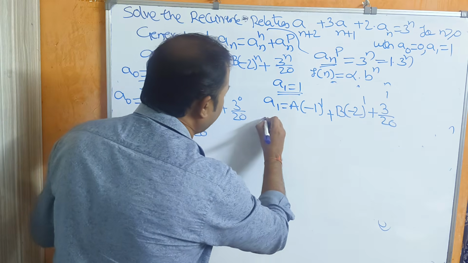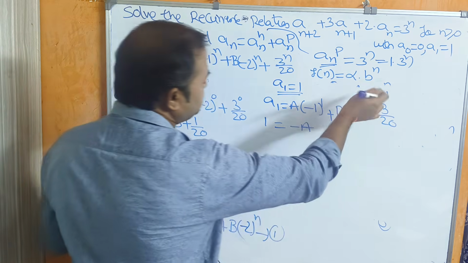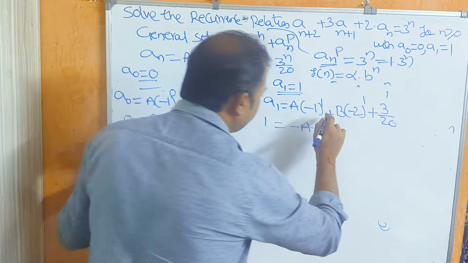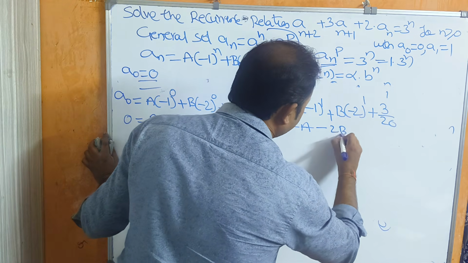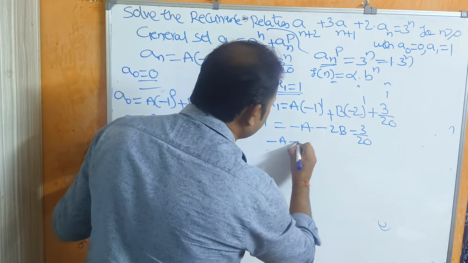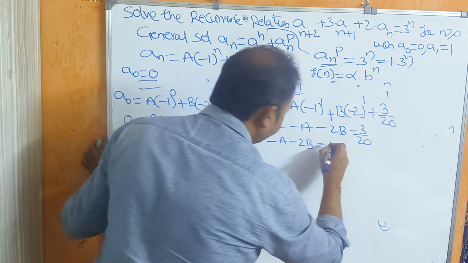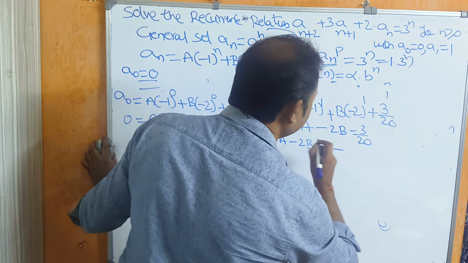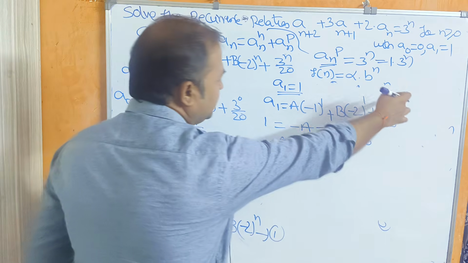What is a1 value? 1. So 1 equal to minus a. Minus 2 whole power 1 means minus 2. Minus 2 into b, minus into plus means minus. So minus a minus 2b plus 3 by 20. So minus a minus 2b equal to, we can move this term to this side. So 1 plus, what is the sign here? Plus only. Plus 3 by 20 only.